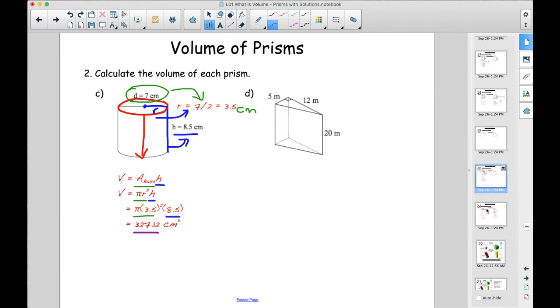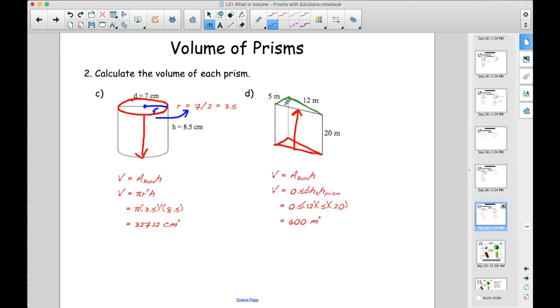All right, so looking at the volume of this last shape, I should make sure or ensure that this is indeed a prism.